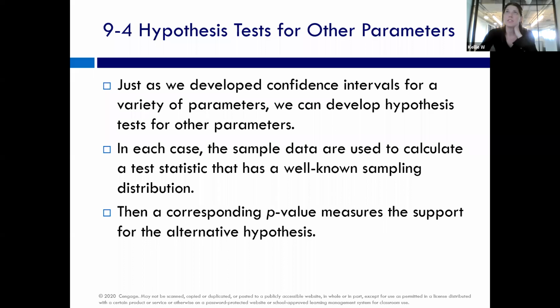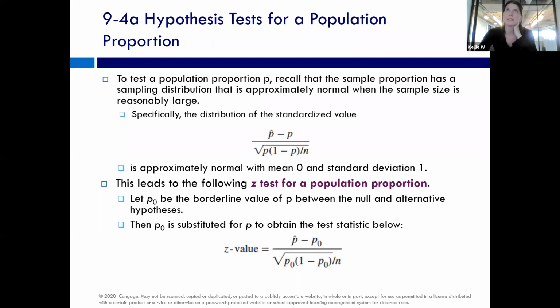So just like we did confidence intervals for a wide variety of parameters last week, if you remember, we did proportion of population, difference between two means. We can do the same thing here for hypothesis testing. So in each case, we're taking sample data, we're collecting a test statistic, we're assuming a normal sampling distribution, and then we calculate a corresponding p-value that measures the support for that alternative hypothesis. So let's talk about population proportions.